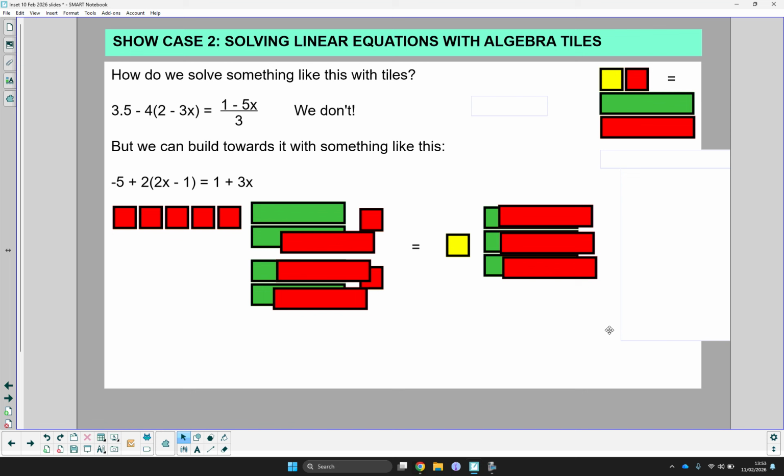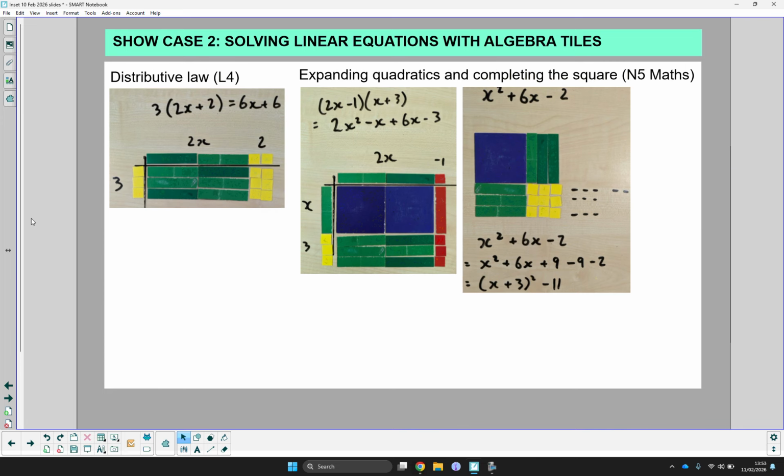I have never actually done this with any of my classes, but I'm just trying to demonstrate the fact that the algebra tiles can be used for more than those level 3 and 4 equations. And we can use them further up the school here.